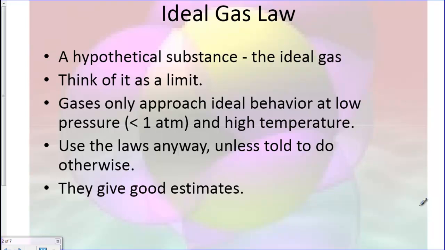In this podcast, we're going to talk about the ideal gas law. The ideal gas is a hypothetical substance. Basically, we need to think of it as a limit, okay? We don't ever actually attain an ideal gas, but we can get really close to ideal behavior at low pressure and high temperature. We're going to use the laws anyway because they give us very good estimates of what's going on.